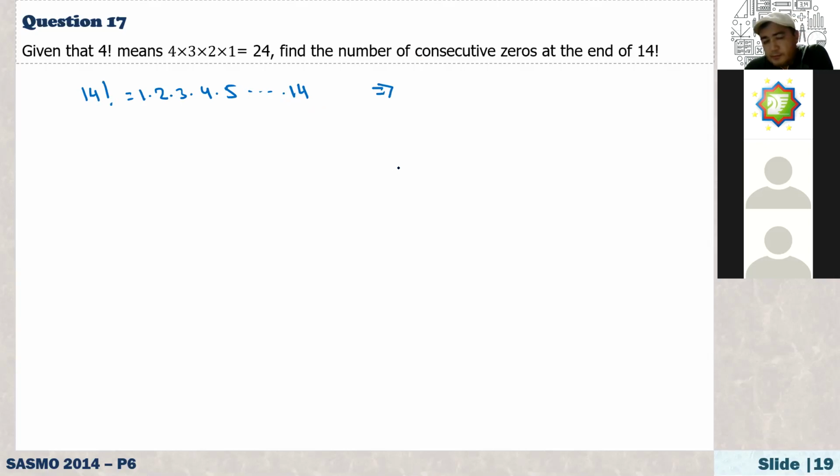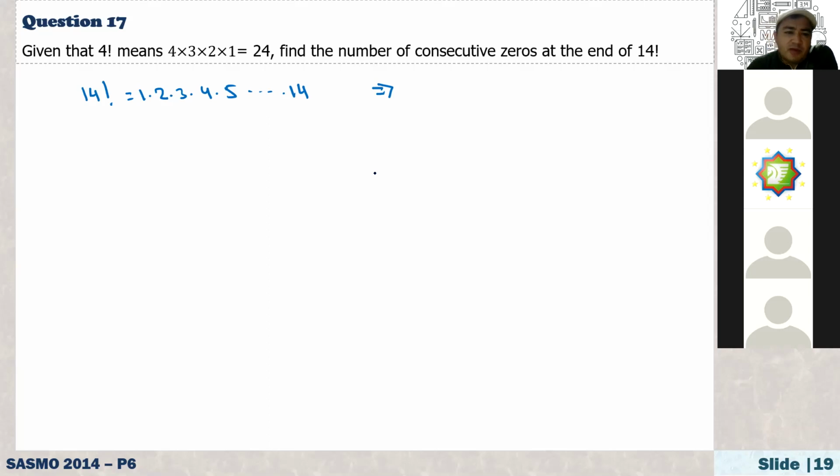It's two zeros, no? It's two zeros, right? Because here we have 2 times 5, which actually gives us 10, a 0. And also here we have 10, right? 10 times 10. So the last digits will be only 2 zeros.